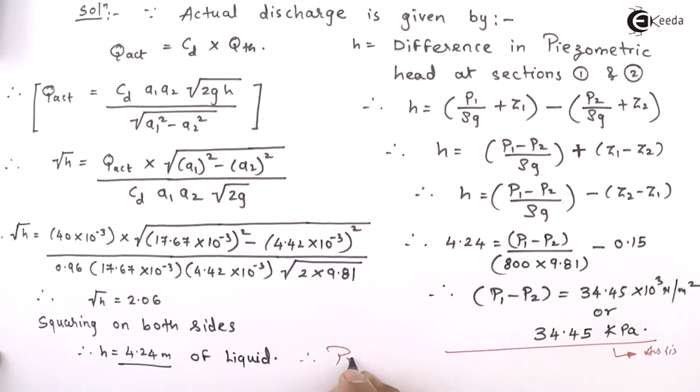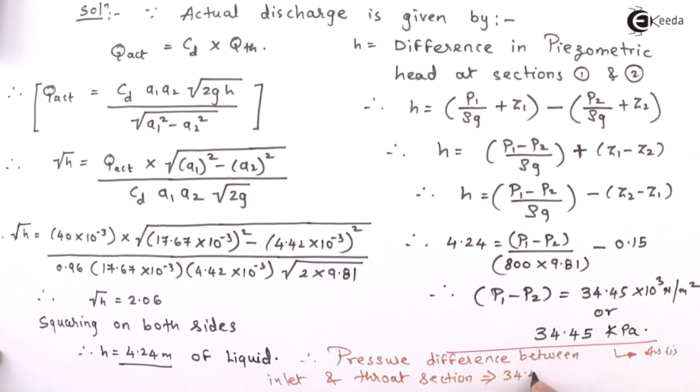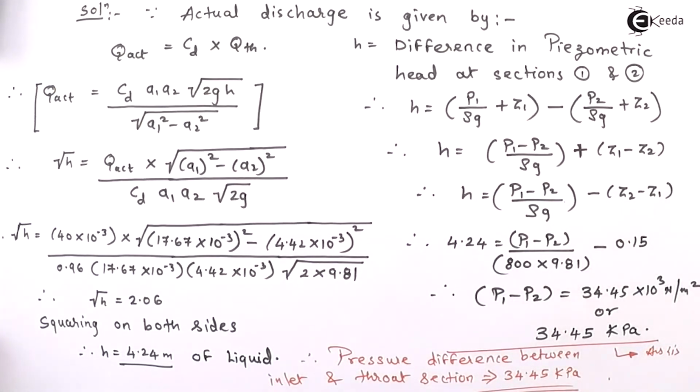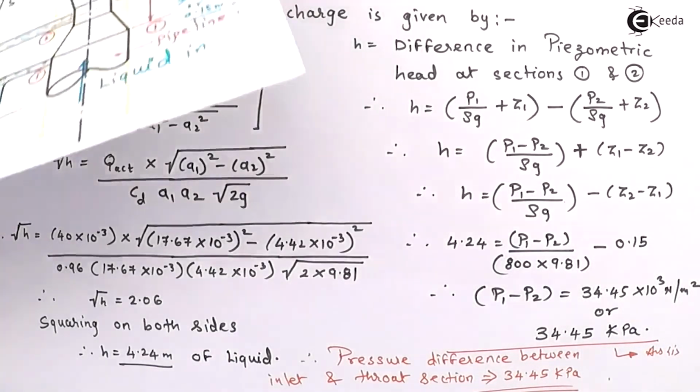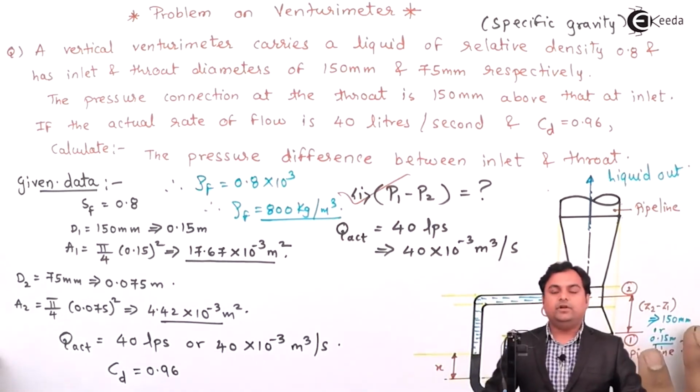Therefore, the pressure difference between inlet and throat section is equal to 34.45 kilopascal. And that was asked in the question. So with this, we complete the problem.